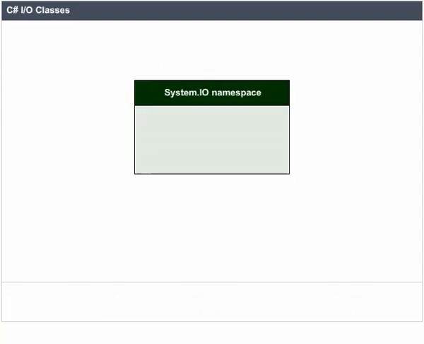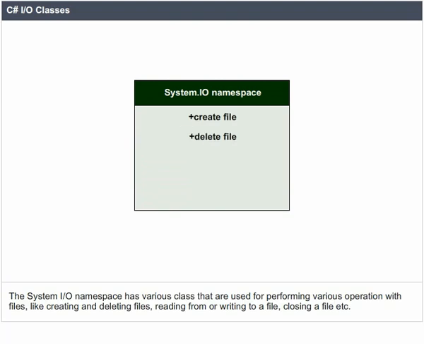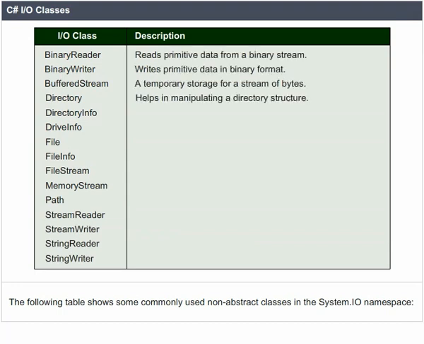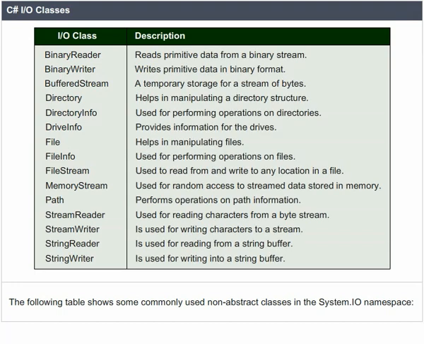C# I/O classes. The System.IO namespace has various classes that are used for performing various operations with files, like creating and deleting files, reading from or writing to a file, closing a file, etc. The following table shows some commonly used non-abstract classes in the System.IO namespace.